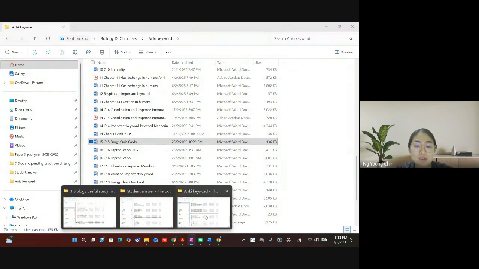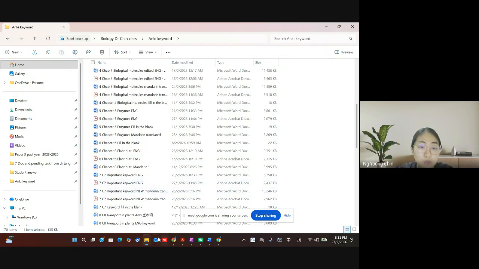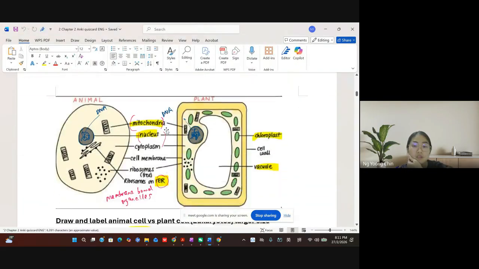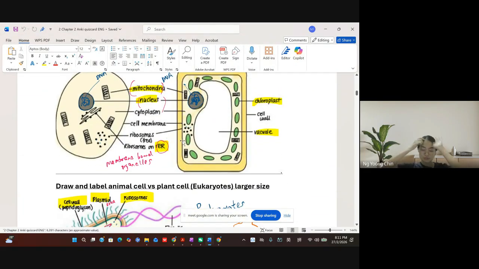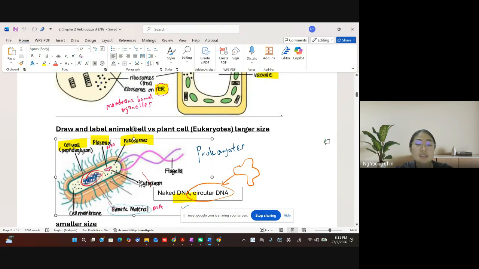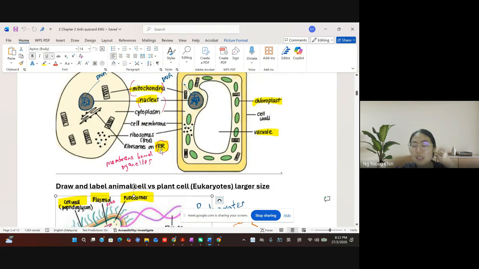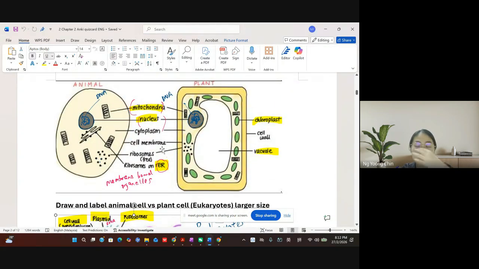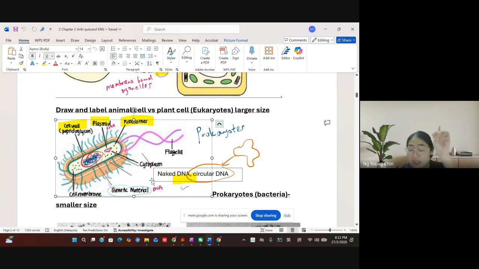Refer to chapter 2. I think I sent the chapter 2 notes. You should know very clearly the difference in structures between prokaryote and eukaryote. This is very important to know. Whenever they ask about the structure difference, you should answer in this way. You can talk about the nucleus. Eukaryotes have organelles, but bacteria do not. Bacteria are the only prokaryotes.